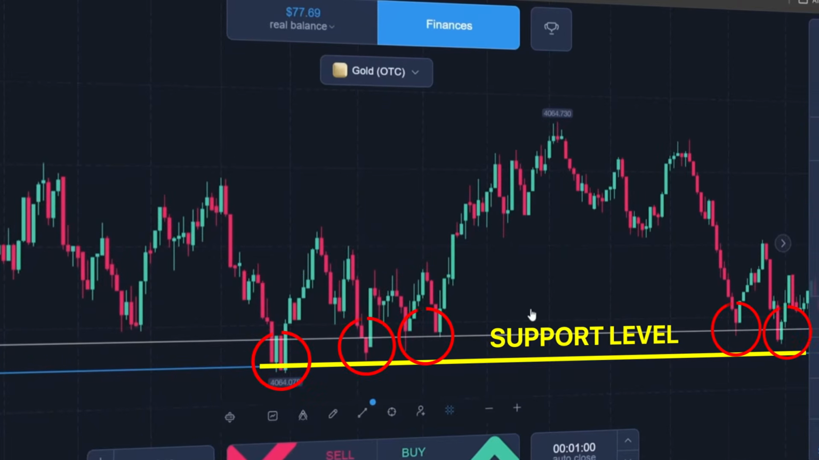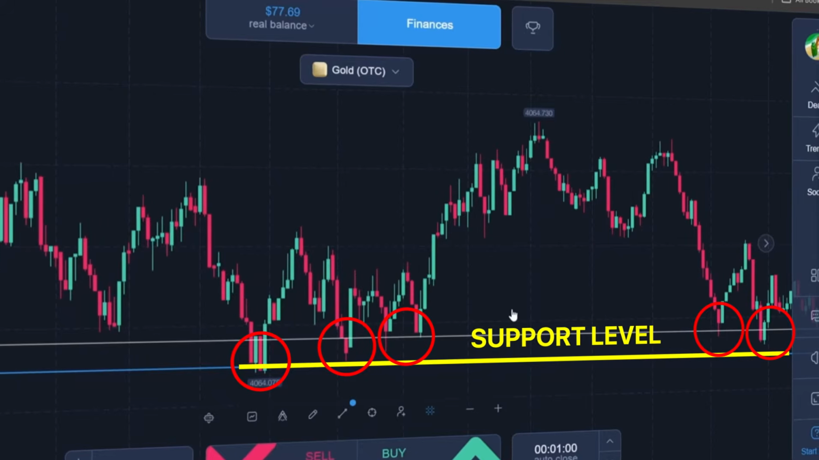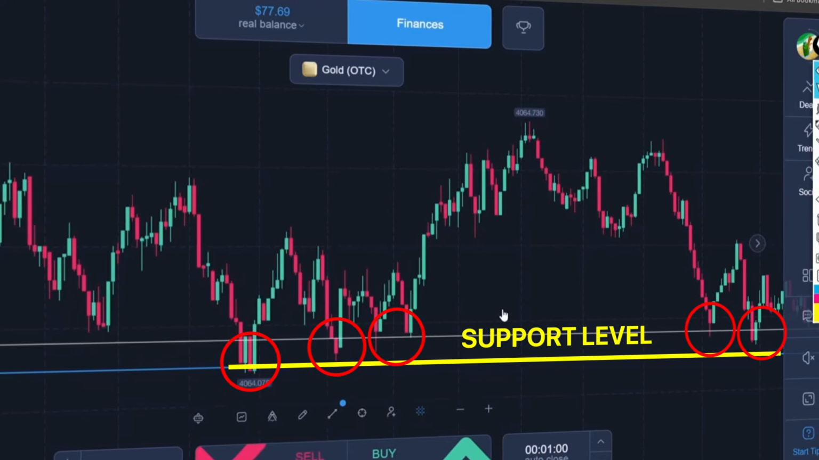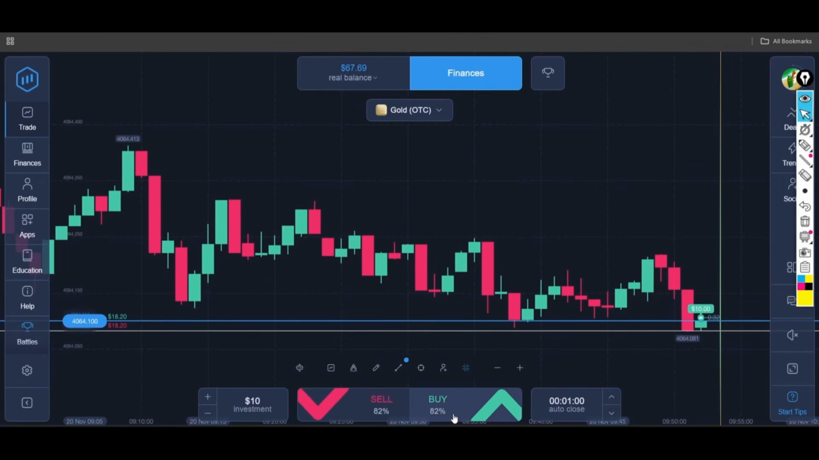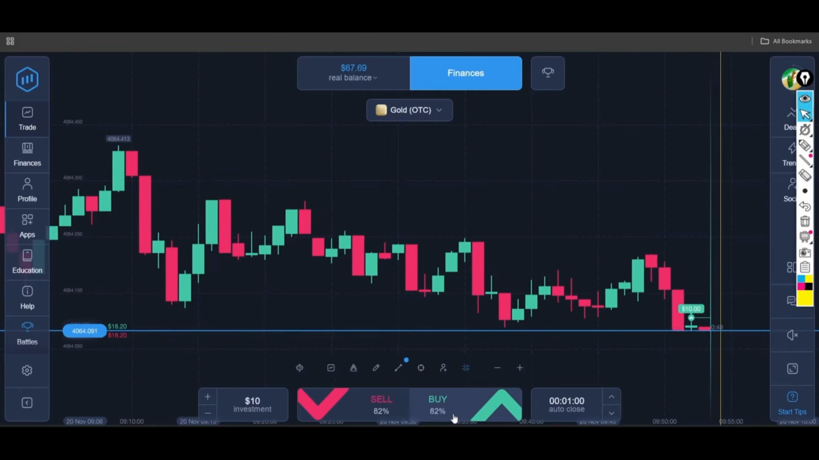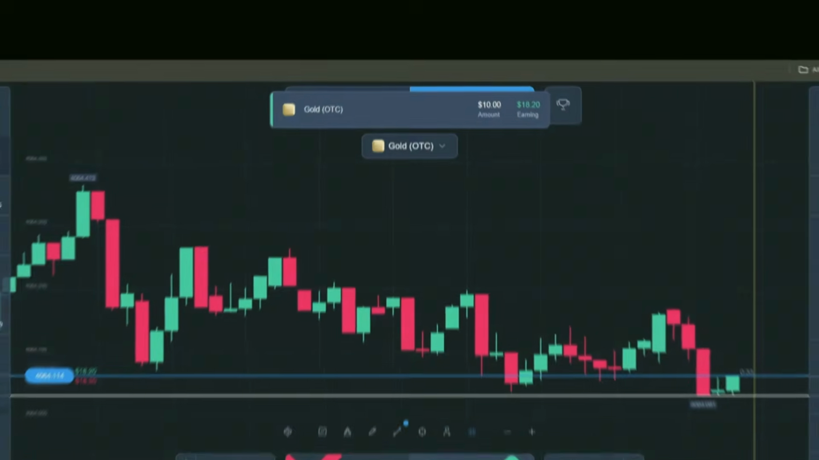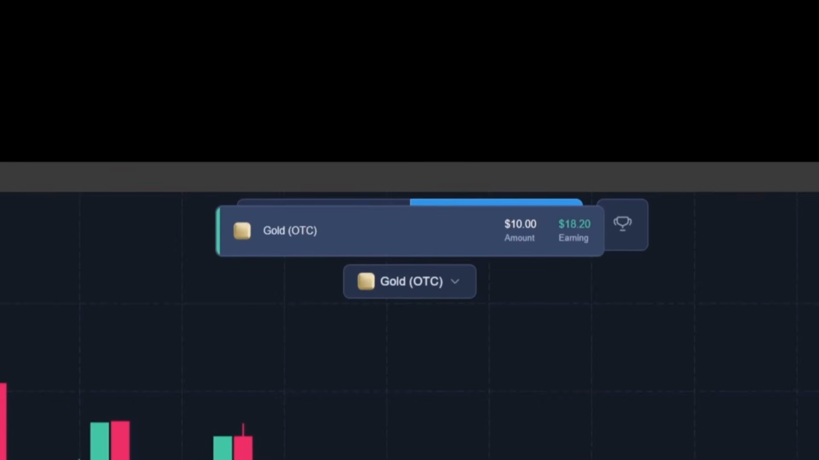If we zoom out the gold OTC market, we can see a strong support level right here, where the market bounced up a couple of times. After the small uptrend, the market dropped back to the earlier support level. Using this strong support level, I will place a $10 buy trade on the market. Just like we predicted, the market was rejected at this level, and we won that trade.